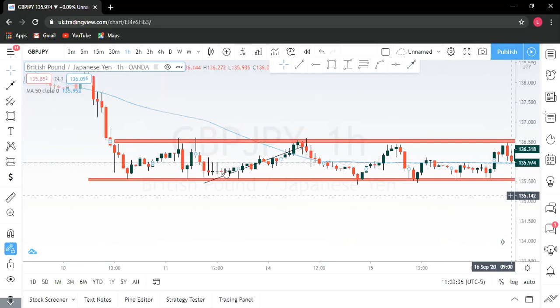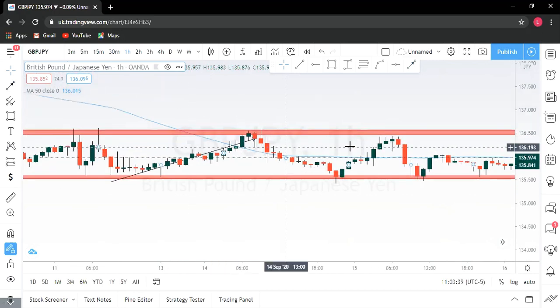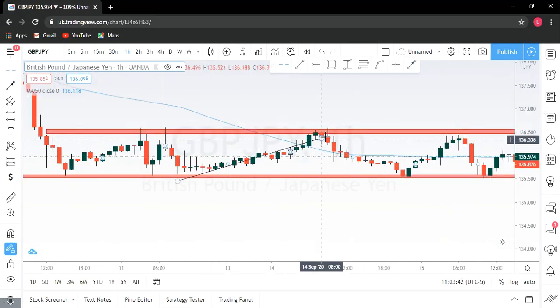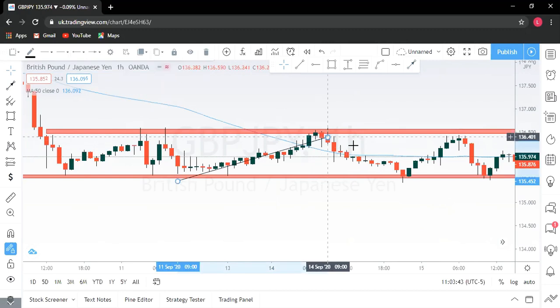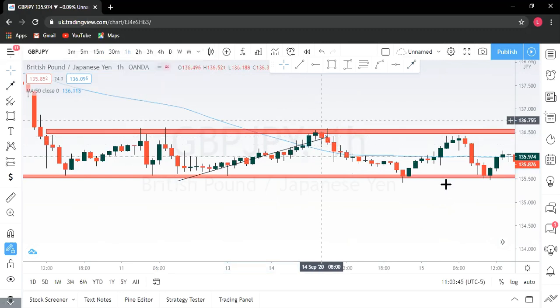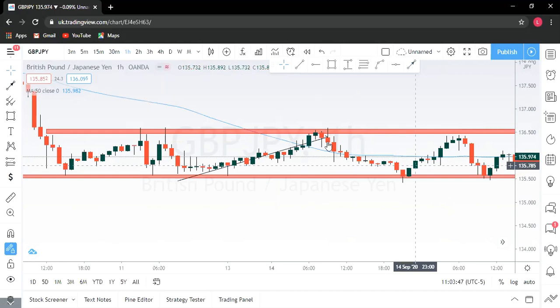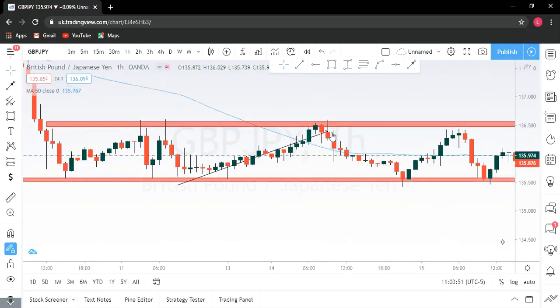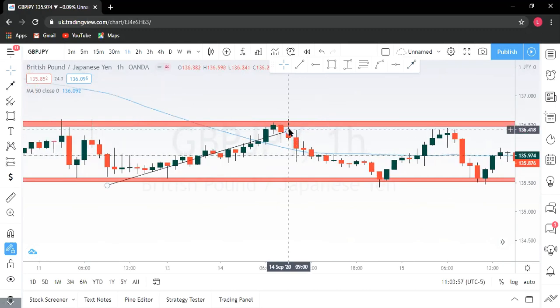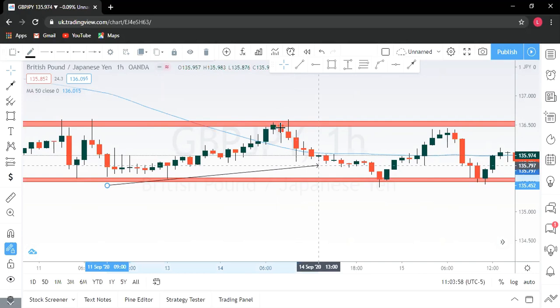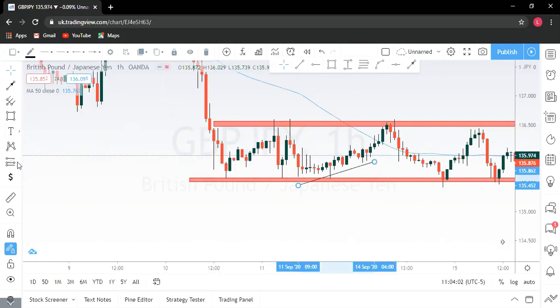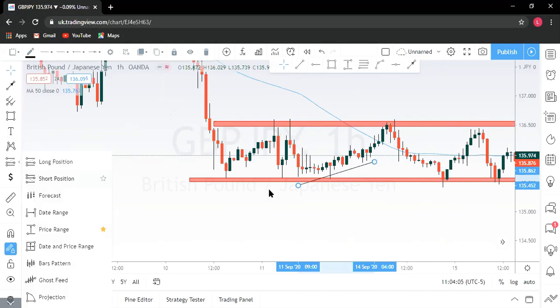The wick is 2 times the size of the body. This, can you see it? That I showed you. So the wick is 2 times the size of the body. So this is a bearish pin bar. That shows that you can actually sell at this your resistance. So if you want to sell at that your resistance, all you have to do is come here to your measuring tool. You pick short position.